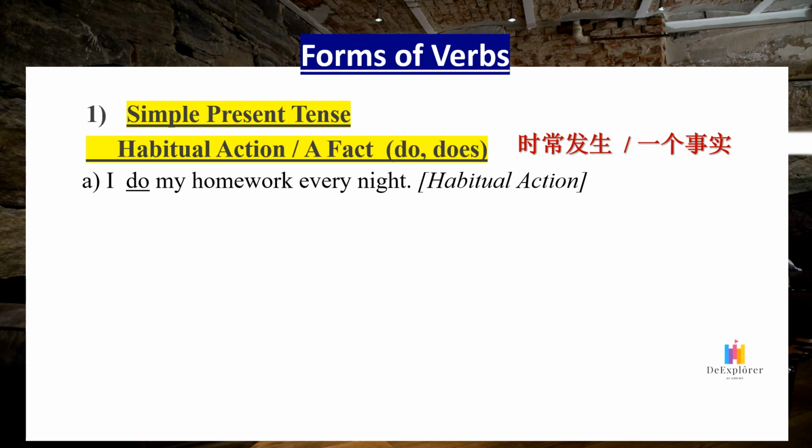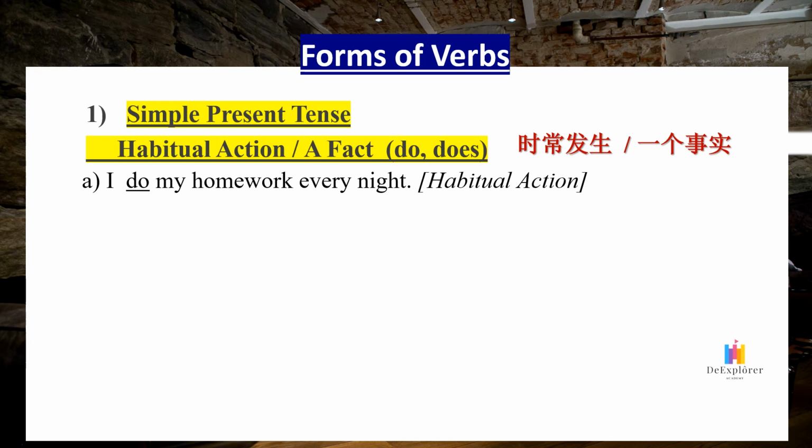Number 1. I do my homework every night. Okay, so this sentence is habitual action. Now, how do you know that this sentence is habitual action? Every night. Yes. Okay, the phrase every night, 每个晚上，就跟我们讲是时常发生的。Therefore, you need to use the simple present tense.